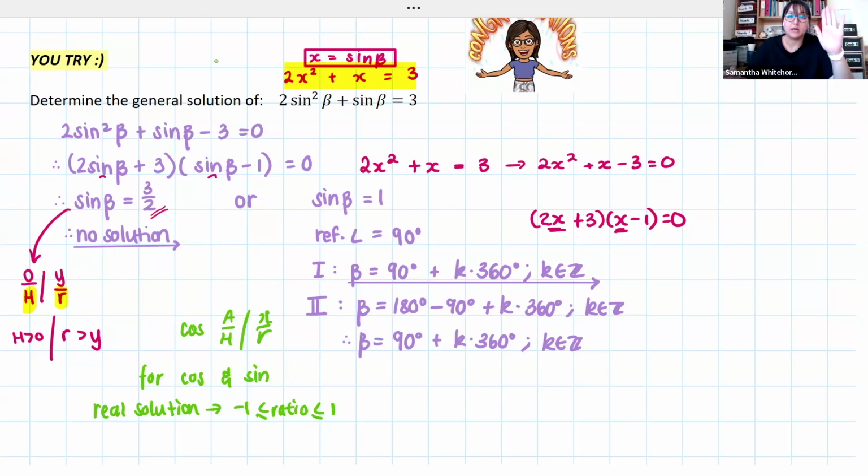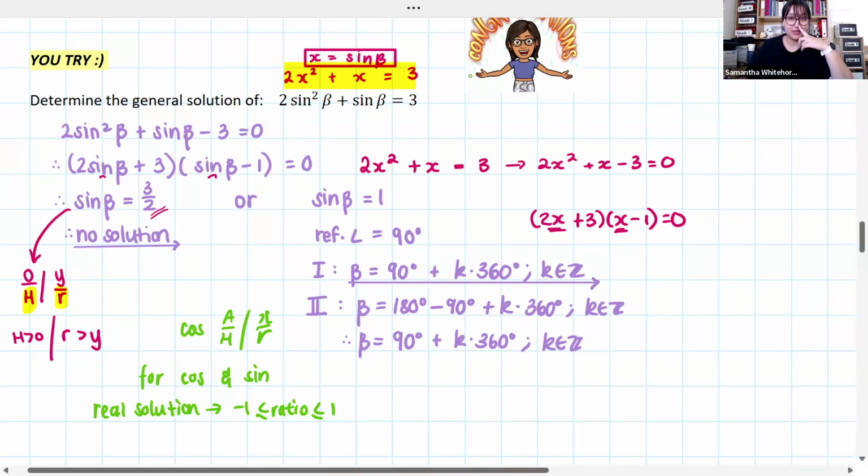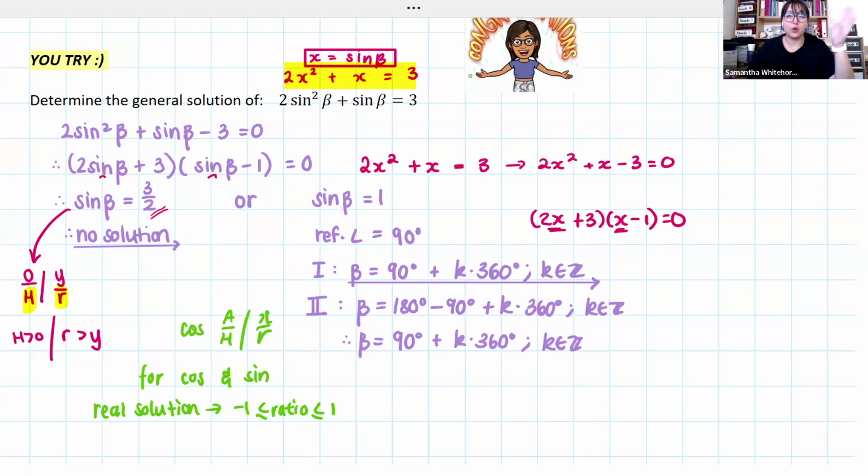Okay, I'm dotting everything I know. So for the second one, sin β = 1. Reference angle, shift sin 1 is 90. Yes, which it is. And then you go and find your general solution. So this is where sine is positive, so quadrants 1 and 2. Quadrant 1 is just 90. Quadrant 2 is 180 minus, so 180 minus 90.